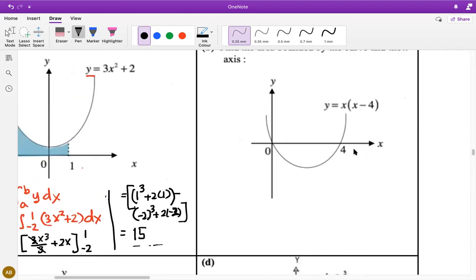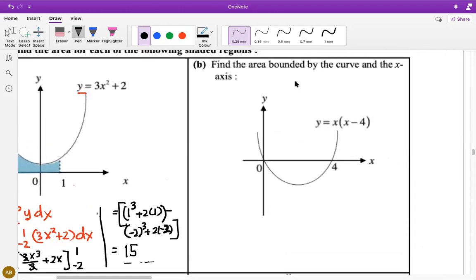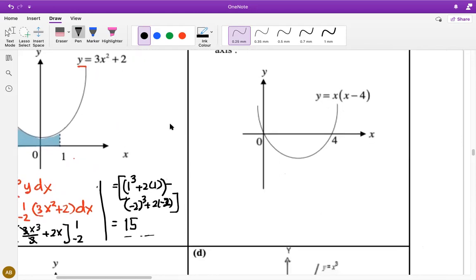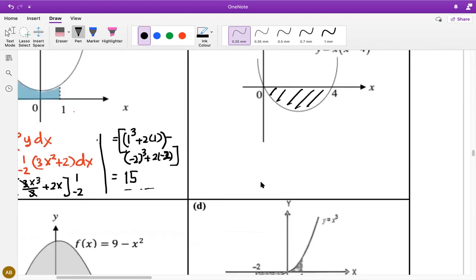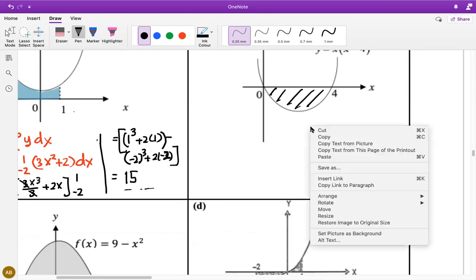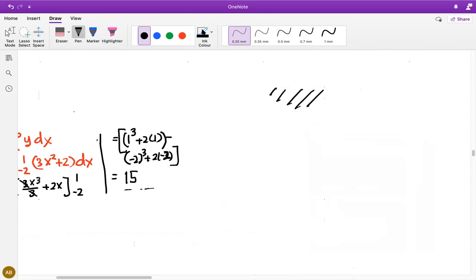All right, next question. Find the area bounded by the curve and the x-axis. Now you can see the area is under the graph. Remember, if this type of question comes out, it's a very simple question, you get a negative value, but when you answer the area of the shaded region, you just change it into positive.